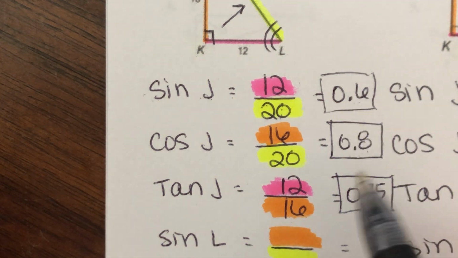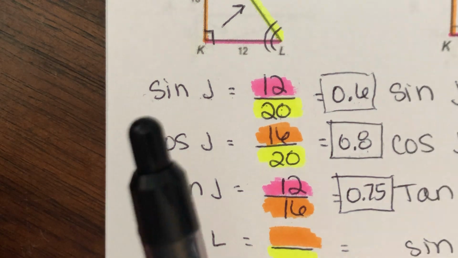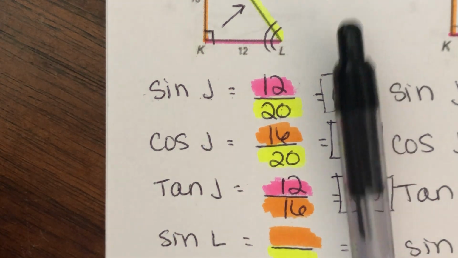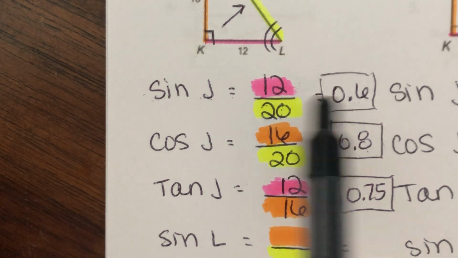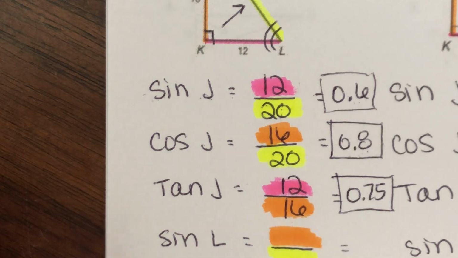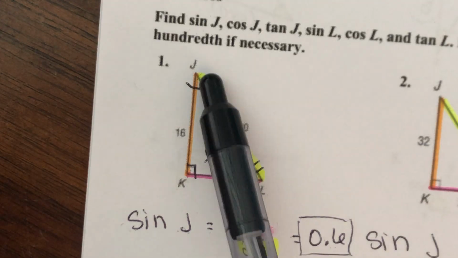Okay, so far, we're stopping halfway. We're not solving yet. This is our halfway stopping point. Set up the ratio, and then change it to a decimal. Okay, that's what we've done. So that was all for angle J, this guy.